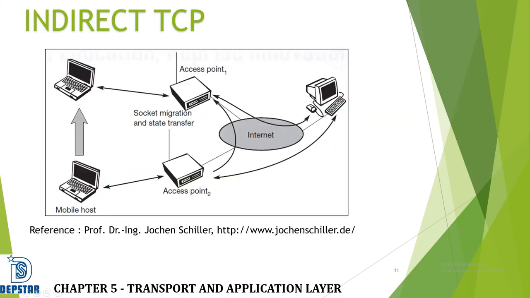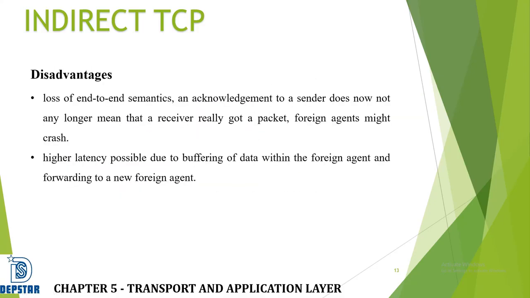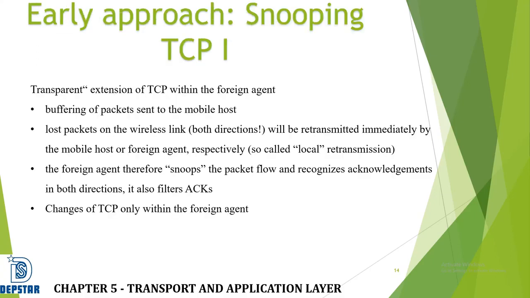Now, the drawback of this indirect TCP is the segmentation of a single TCP connection into two TCP connections. This loses the original end-to-end TCP semantics. To overcome this, an enhancement of TCP is done where buffering of data close to the mobile host is done to perform fast local retransmission in case of a lost packet.